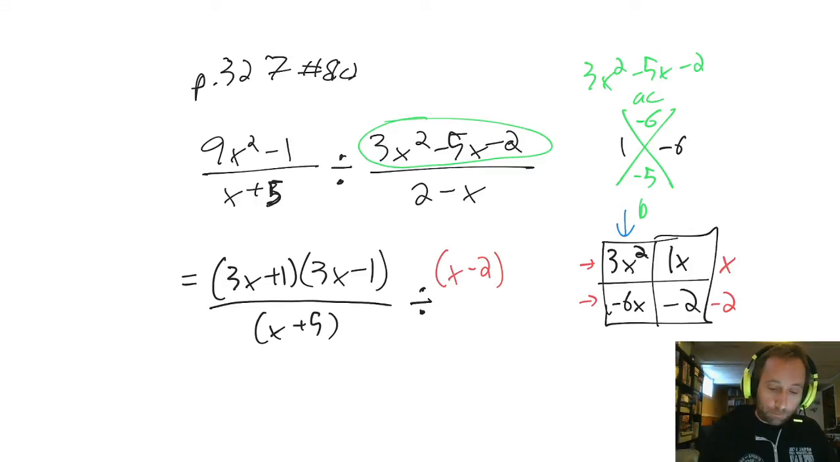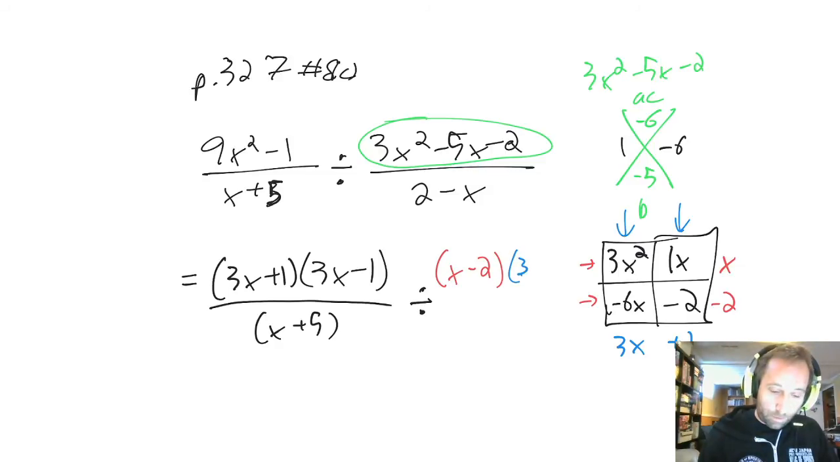And then going down, so we have 3x squared and a negative 6x. So that's a 3x in common, and we have a 1x subtract 2. So that's just a 1. So we have 3x plus 1, and that's all divided by 2 minus x.